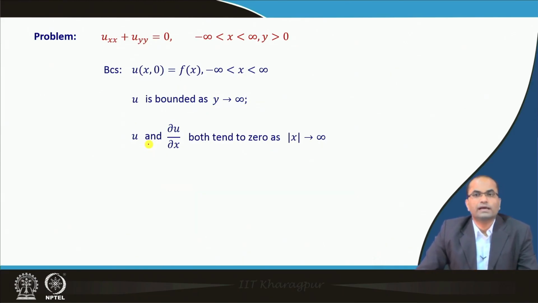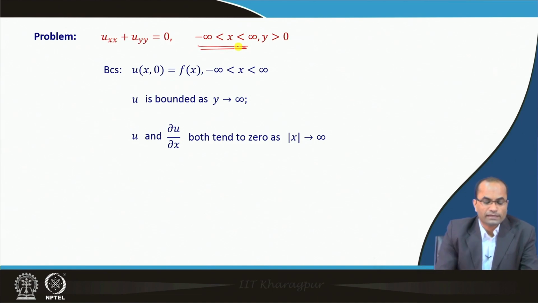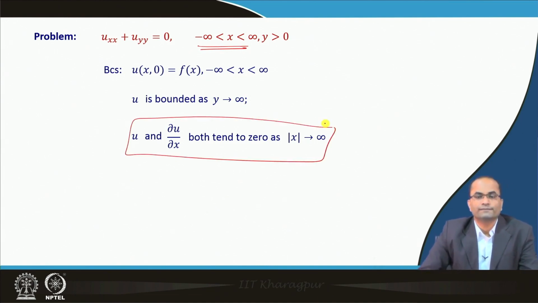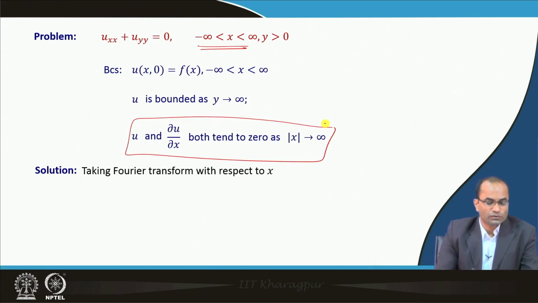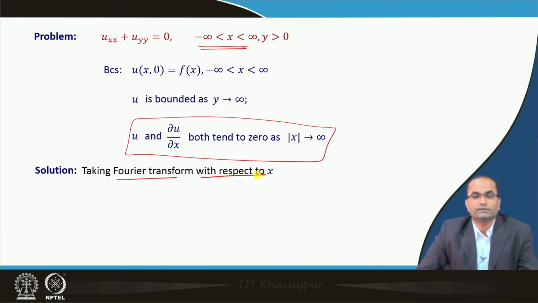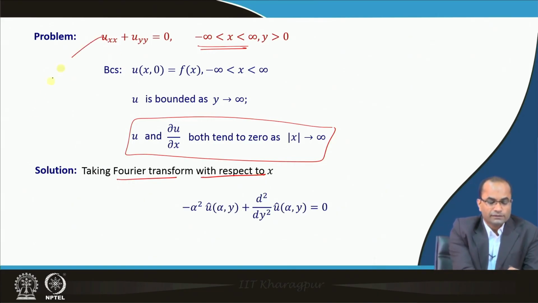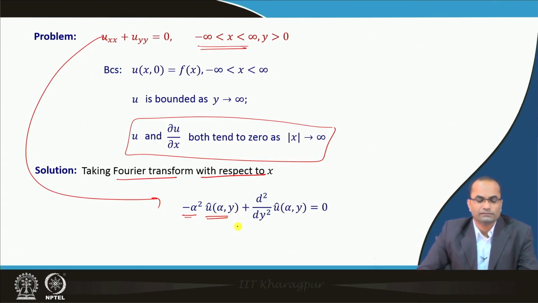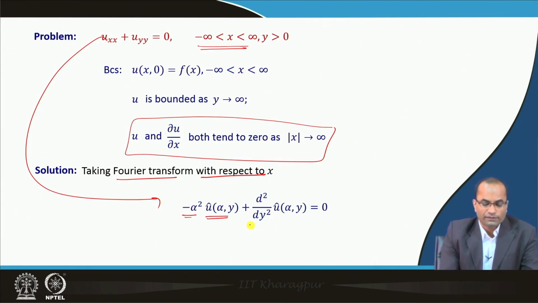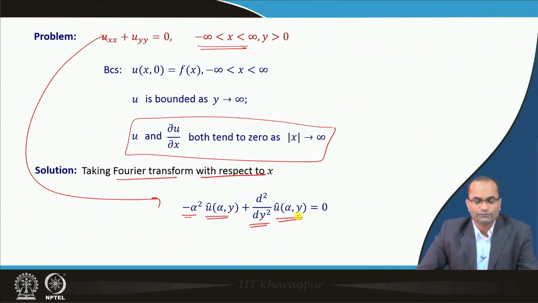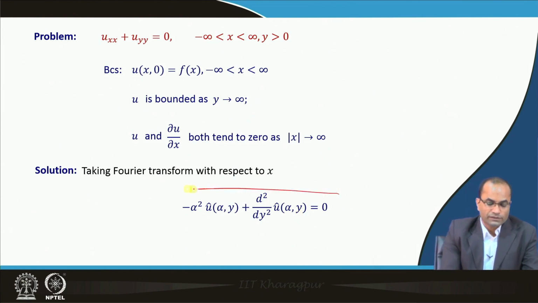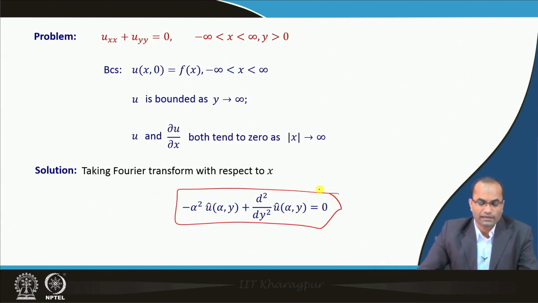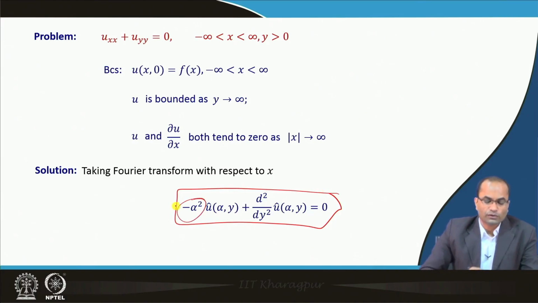So, now we can solve this again using the Fourier transform. We will apply the Fourier transform with respect to the variable x, because this can be directly incorporated in the derivative theorem. So, we take the Fourier transform with respect to x, that means we have here minus alpha square u hat (alpha, y). y will remain as it is, we are not transforming with respect to y. Here we have d square over d y square of the Fourier transform of u with respect to the variable x.